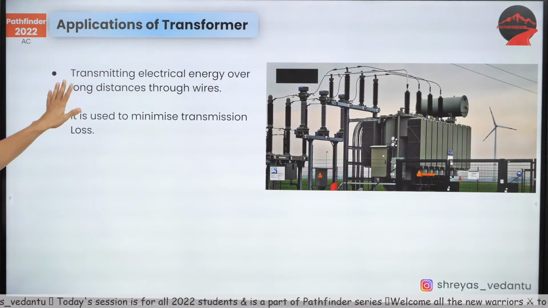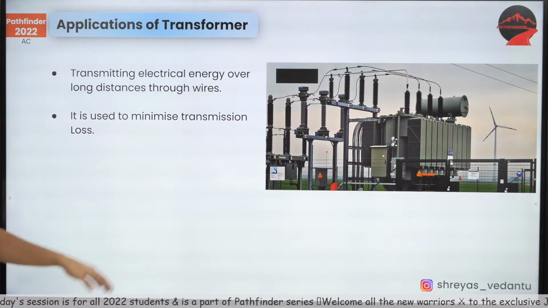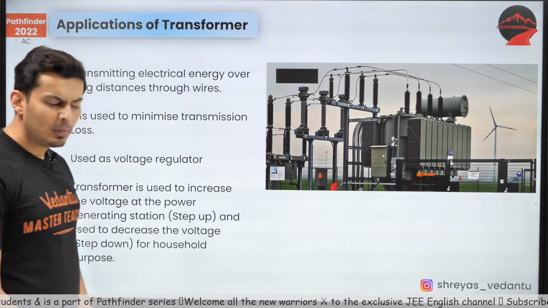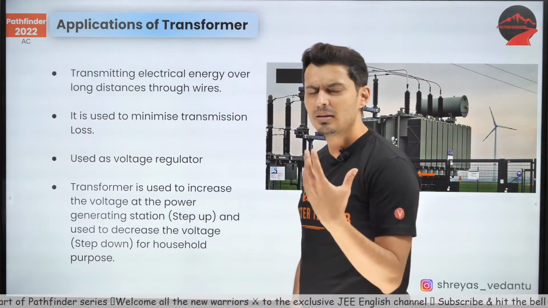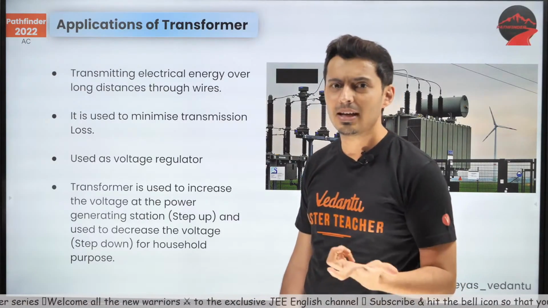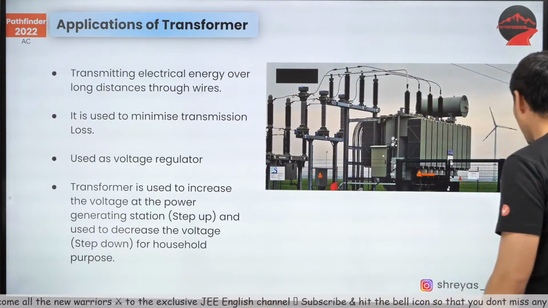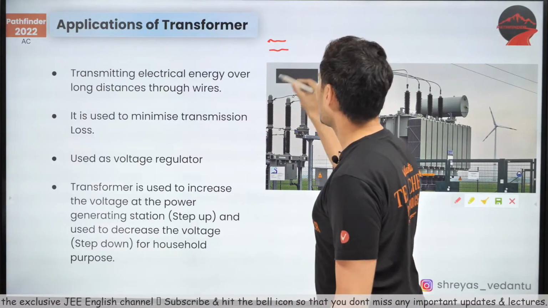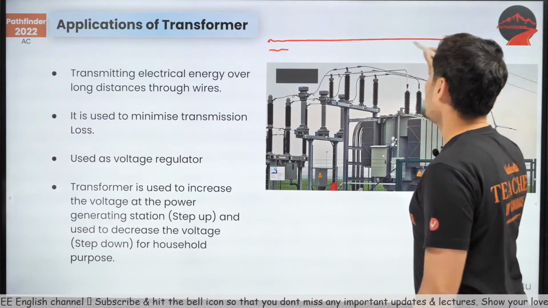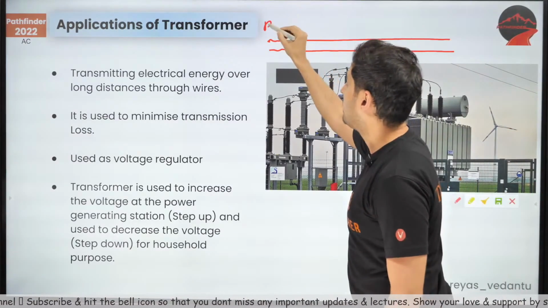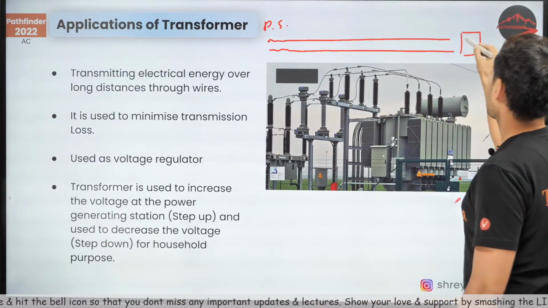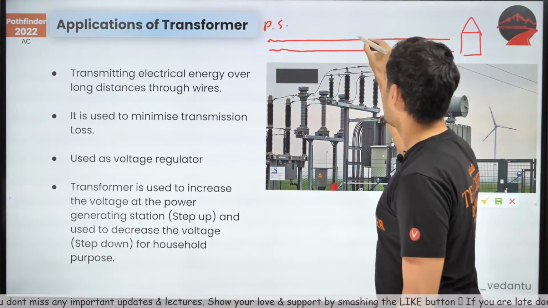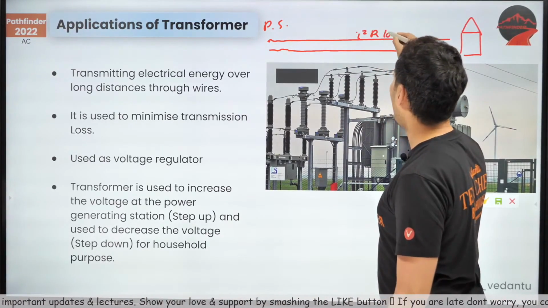Okay, so it transmits electrical energy over long distances through wires, and it is used to minimize the losses during transmission. Now you'll be wondering, sir, why would you want to increase the voltage? How does it help? Okay, let me tell you. See, you are creating electricity. Let's say somewhere there is electricity being created. So if electricity is created and you want to transfer it from the power station to your house, obviously these wires have resistance, and whenever there is resistance, there is I squared R loss.